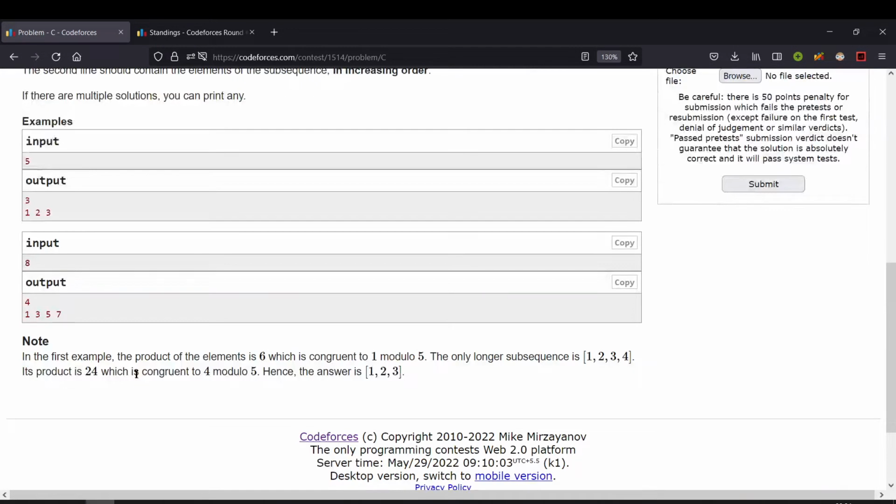The product here is what? 24, which is congruent to 4 modulo 5. Wait. The product of the elements is 6, which is congruent to 1 modulo 5. Okay. The only longer subsequence is 1, 2, 3, 4. Its product is 24, which is 4 congruent 5. Hence the answer is 1, 2, 3, 4.